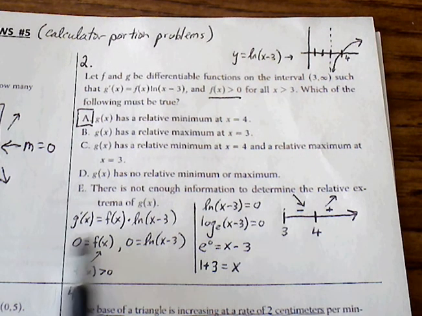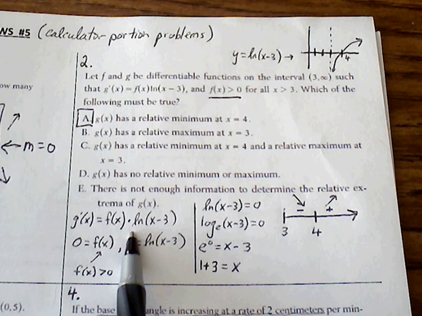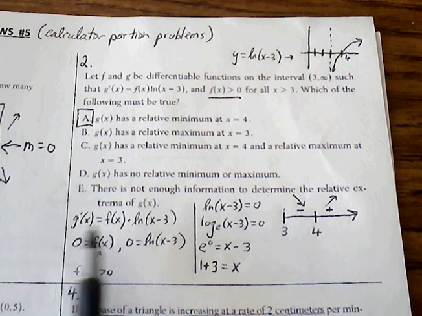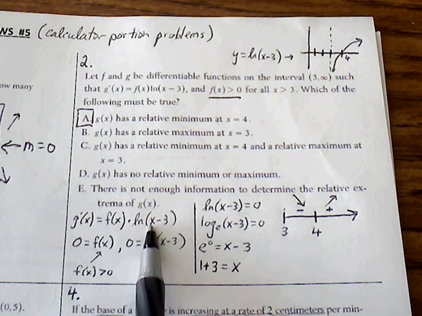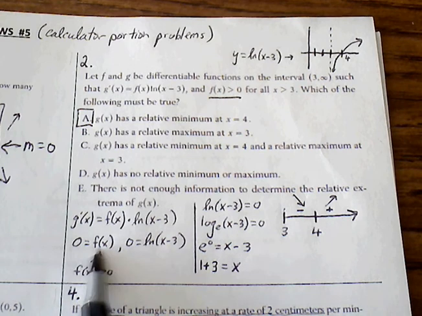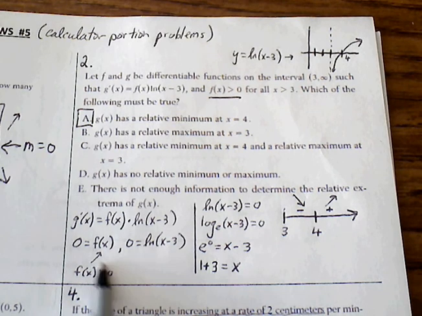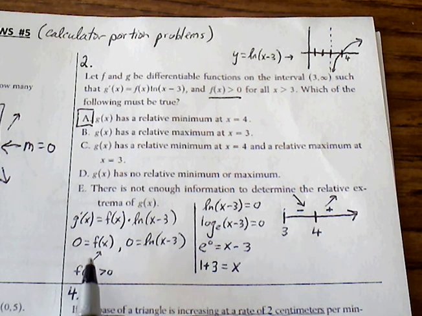So g prime of x is simply going to be f of x times natural log of x minus 3. We haven't changed anything. We can set both equal to 0 to find critical points, f of x equal to 0, but they already tell us that f of x is always greater than 0. So we're not going to have any critical points from here.